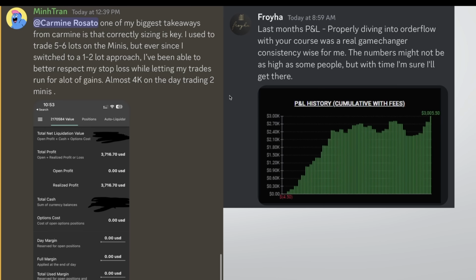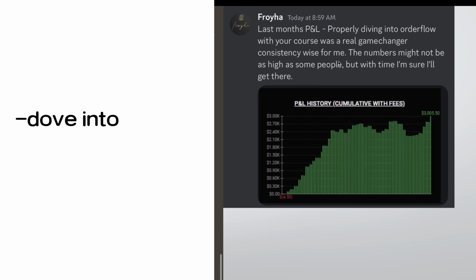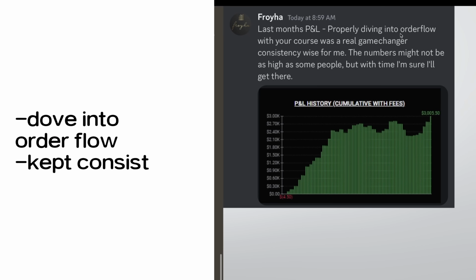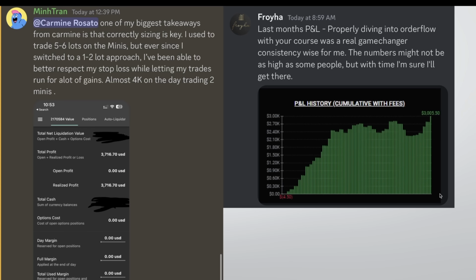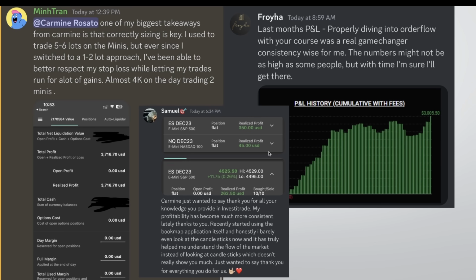$4,000 profit trading 2 mini contracts. Another member, last month's P&L, consistency. Diving into order flow has been a real game changer for that consistency. Another member, small profit using ES and NQ, focusing on price and volume analysis. And that is what I recommend everybody to do.